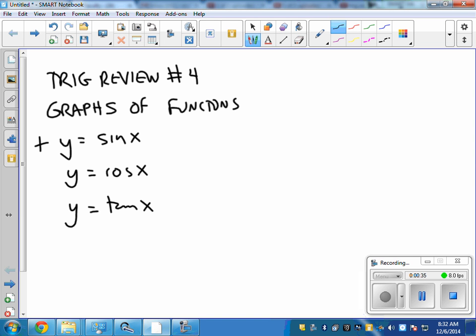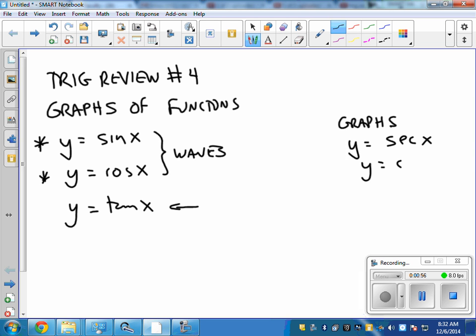Most of the effort will be on the two waves. These are waves, but we'll also look at the tangent. And then in another video, we'll go and briefly look at the graphs of the reciprocal functions. Y is the secant of x, y is the cosecant of x, and y is the cotangent of x.